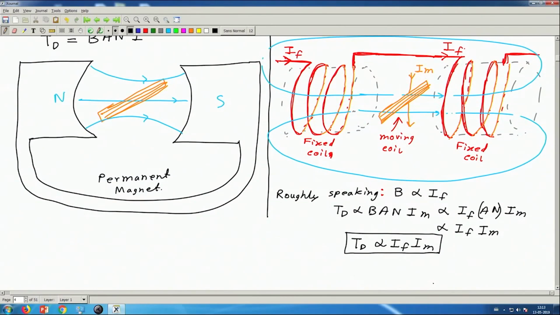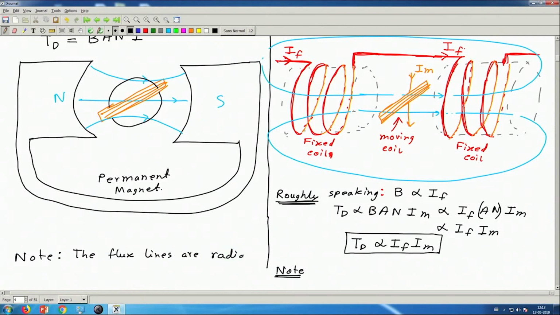Okay. So, why am I saying this is a rough idea? This is because, just note that in this case we also have the core. The flux lines are radial, and with uniform density, uniform radial density.